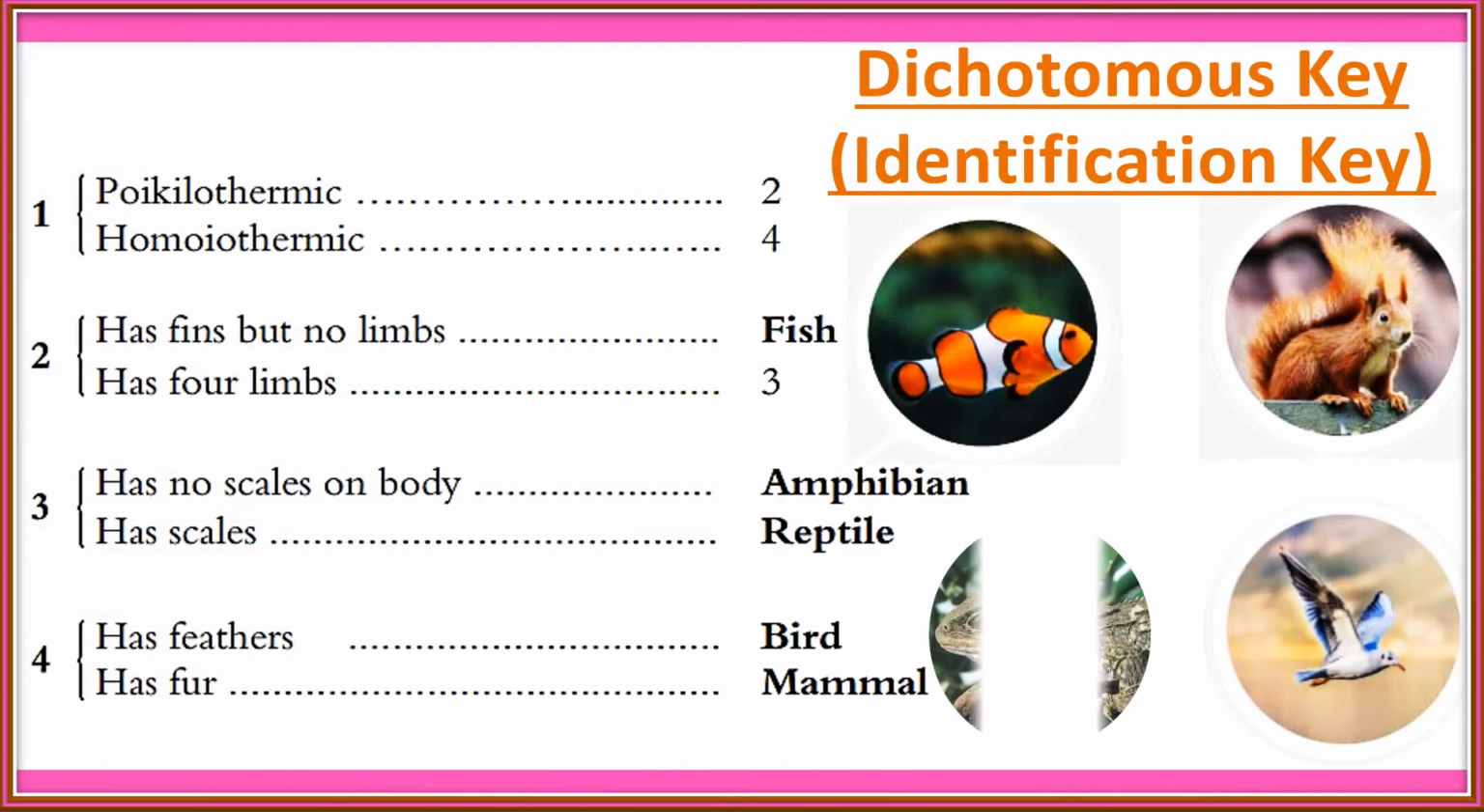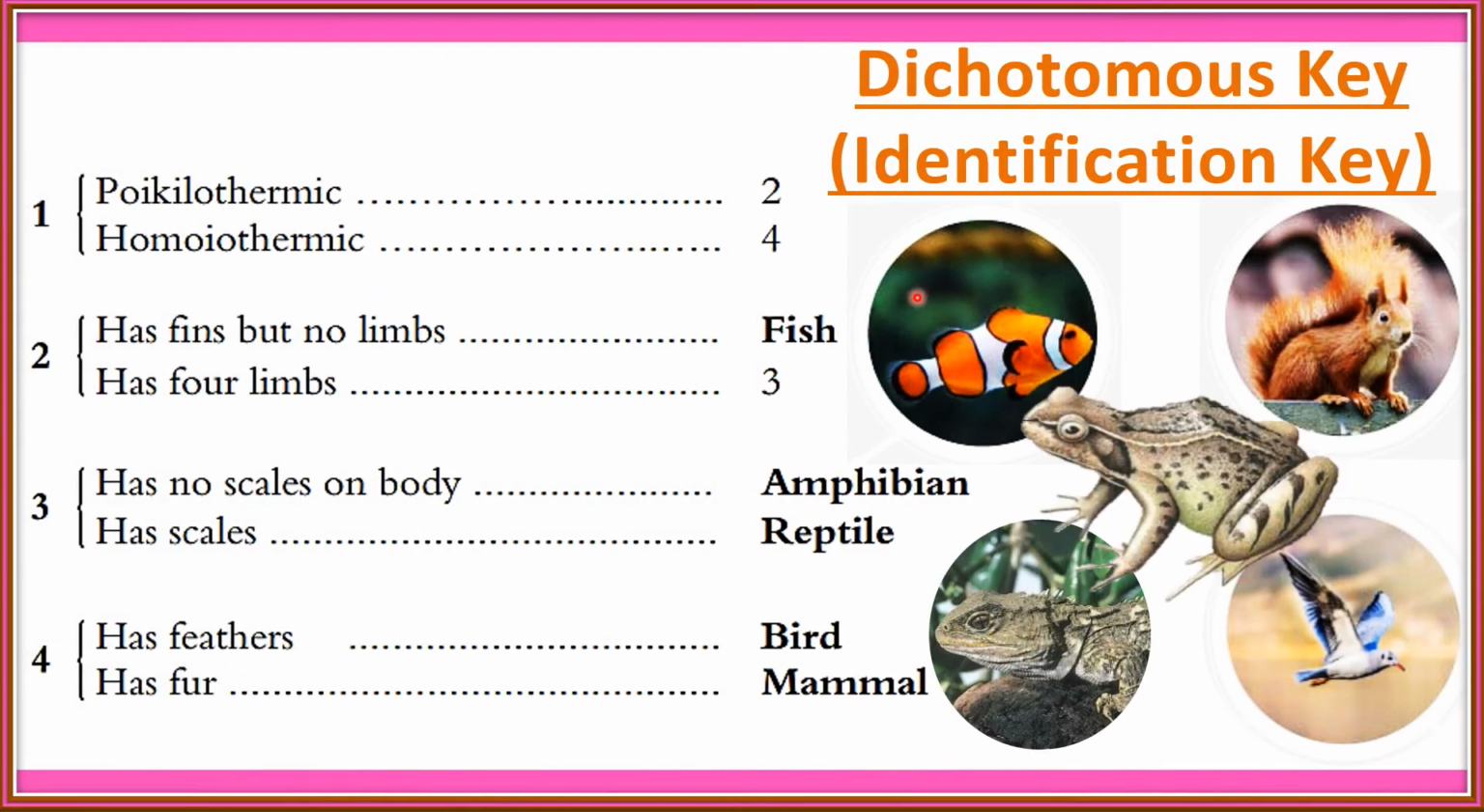For example, we can use these organisms here. We have the fish, the amphibians, the reptiles, the birds, and the mammals. They can be put together and we can separate them using a dichotomous key, using their observable features.